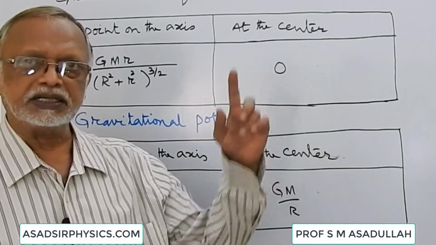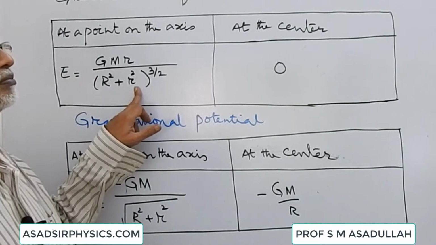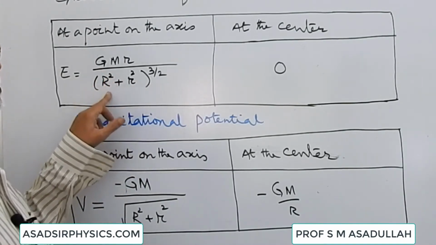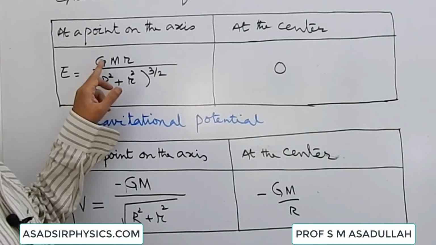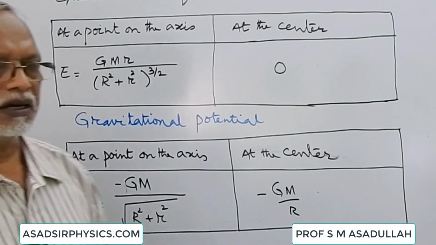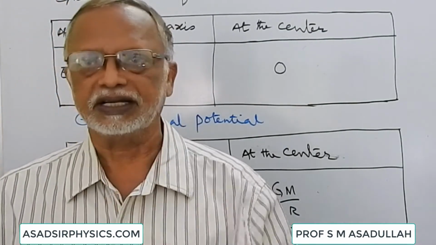For very large distances, when small r becomes very much greater than capital R, capital R can be neglected. Then this will become E is equal to GM r by r cube, that is GM by r square. At large distances, even a ring can behave as a point mass.